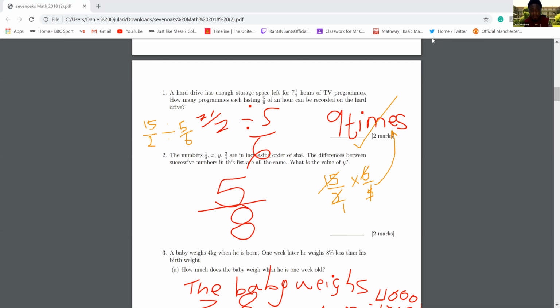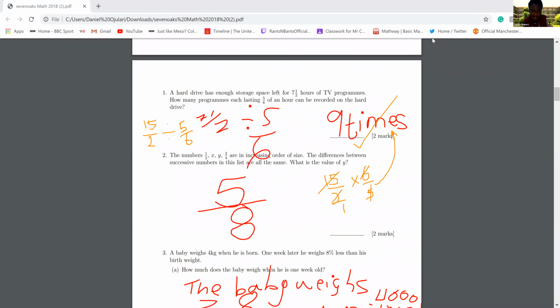That's why I tell you, yes, it's practical for you to say 7 and 1 over 2 divided by 5 over 6 is 9, right? But then you need to show that step that proves your division holds water at this point in time.